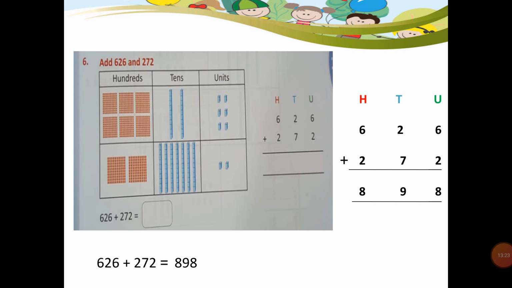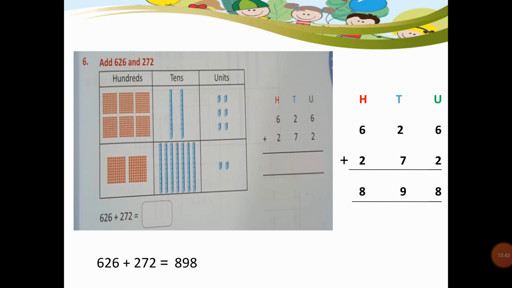Moving on to question number 6, which is the last question. We have to add 626 with 272. In 626, there are 6 blocks in the hundreds column. That means we have 6 hundreds. So we will write down 6 in the hundreds place.